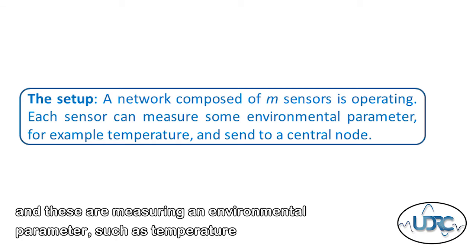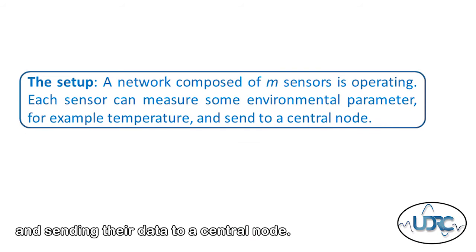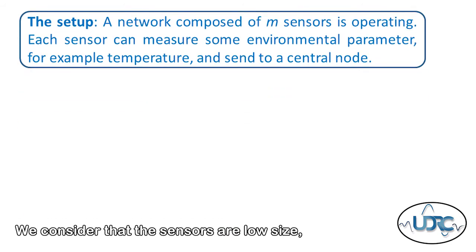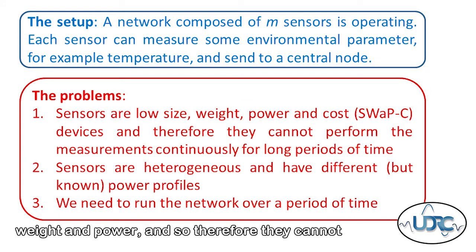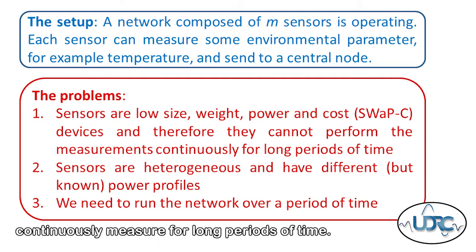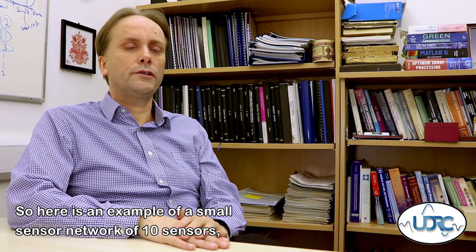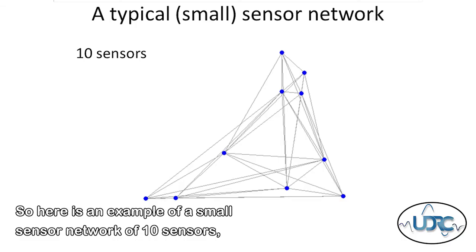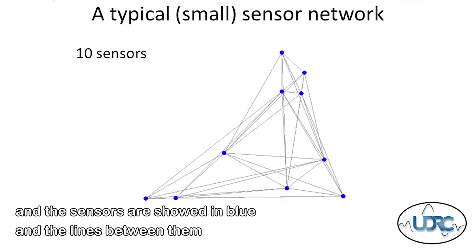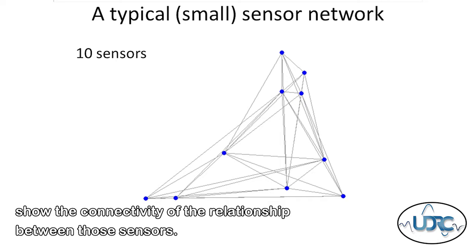So in this setup, we consider a network of multiple sensors, and these are measuring an environmental parameter such as temperature and sending their data to a central node. We consider that the sensors are low size, weight and power, and so therefore they cannot continuously measure for long periods of time. So here's an example of a small sensor network of 10 sensors, and the sensors are shown in blue, and the lines between them show the connectivity or the relationship between those sensors.